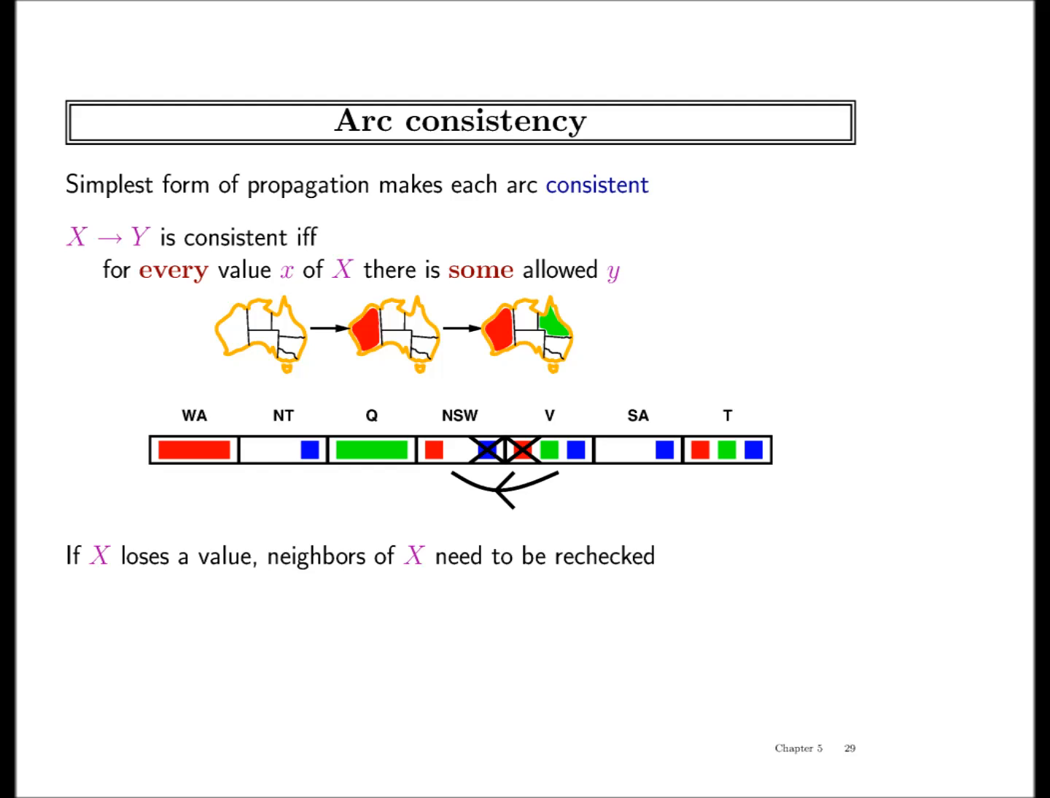So, point number 1. Our consistency will detect failures earlier than forward checking, because it is testing for many more constraints than just forward checking. Of course, it will spend more time, right?